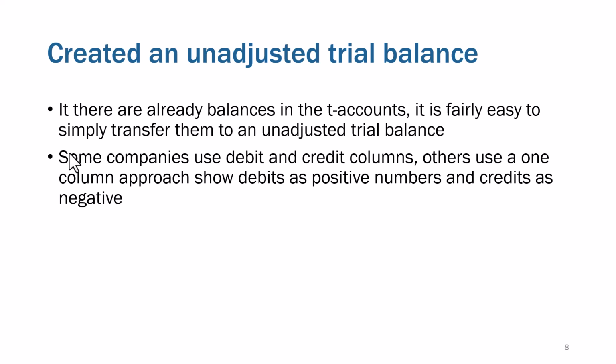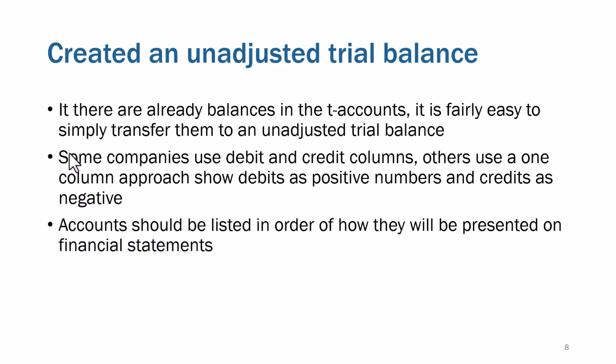Companies might use debit and credit columns. Just look at the balances in the T accounts. If it's a debit, put it in the debit column. A credit, put it in the credit column. Some companies also use a one-column approach to show debits as positive numbers and credits as negative.